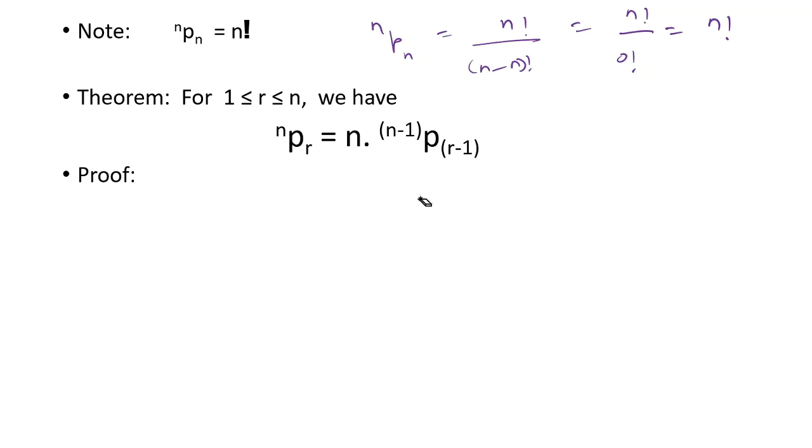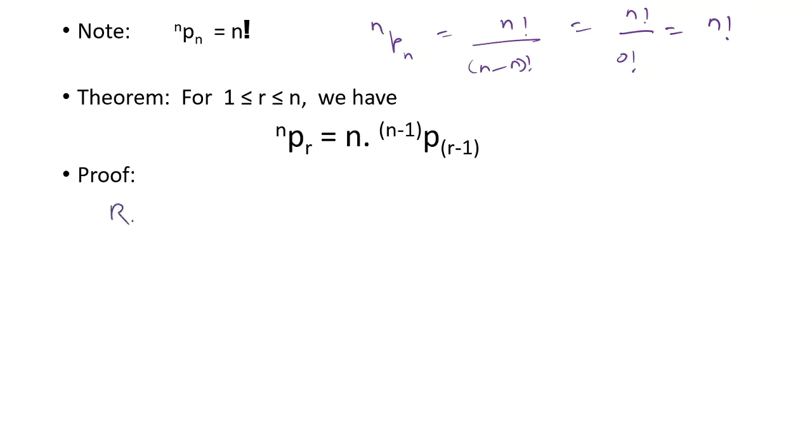If you read it as nPr, then we have to actually prove it. But if you read it as number of permutations of n distinct objects taken r at a time, we can easily see the proof. Anyway, there are two ways of proving this theorem. The first one is using the formula, and the second one is using some combinatorial arguments. So first let me explain it using the formula.